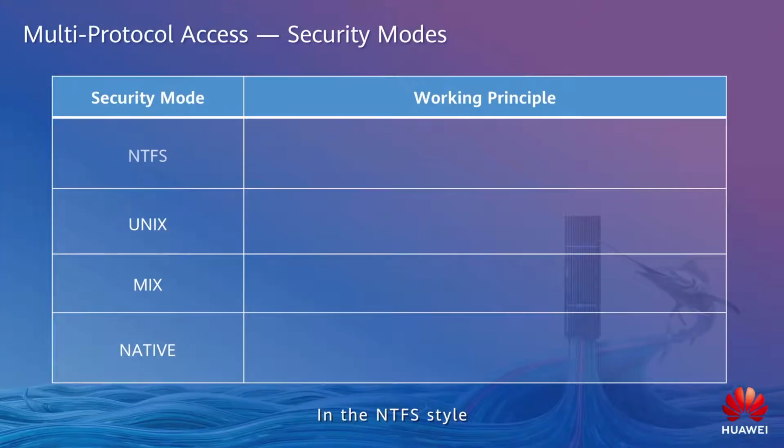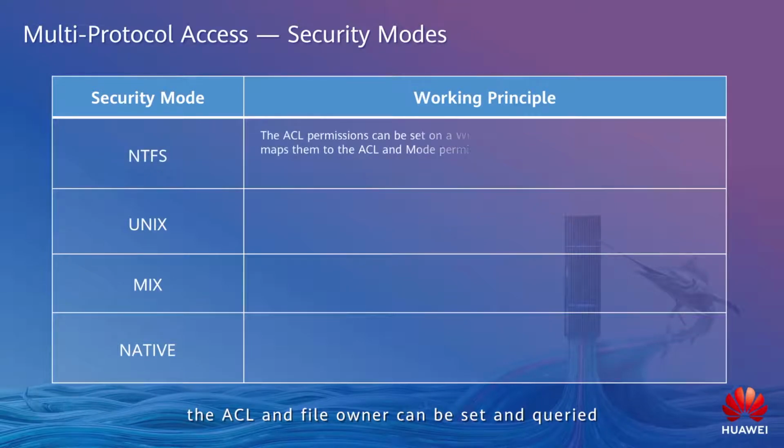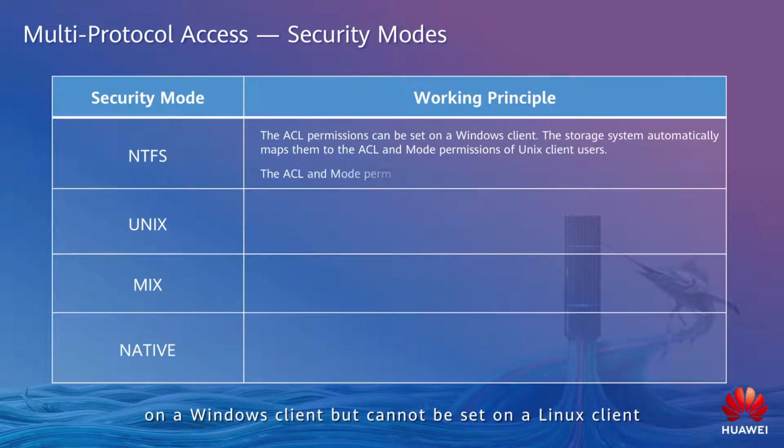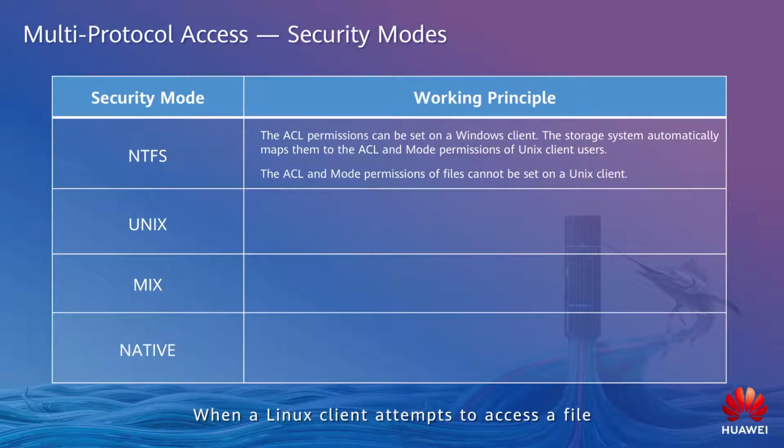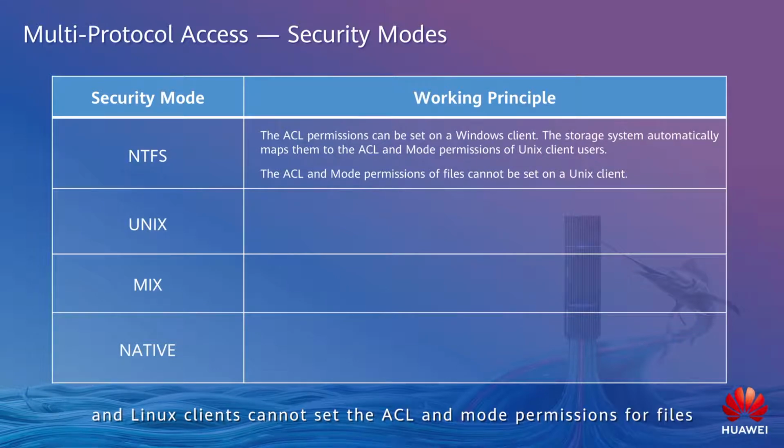In the NTFS style, the ACL and file owner can be set and queried on a Windows client, but cannot be set on a Linux client. When a Linux client attempts to access a file, the ACL permission set on the corresponding Windows client will be mapped into the NFS v3 mode permission or NFS v4 ACL permission for authentication. That is, in the NTFS style, the permissions set on the Windows clients prevail, and Linux clients cannot set the ACL and mode permissions for files.